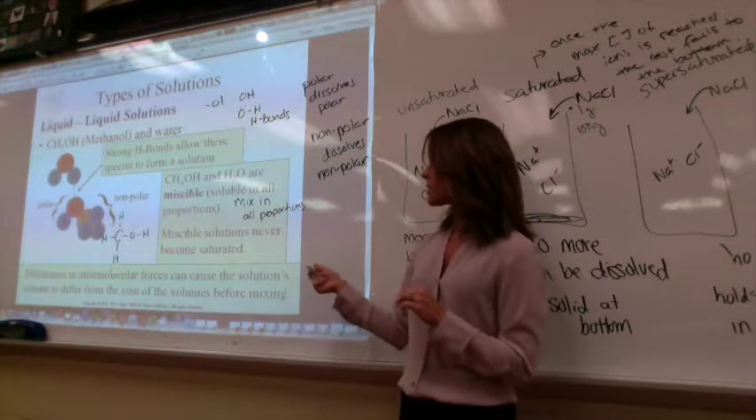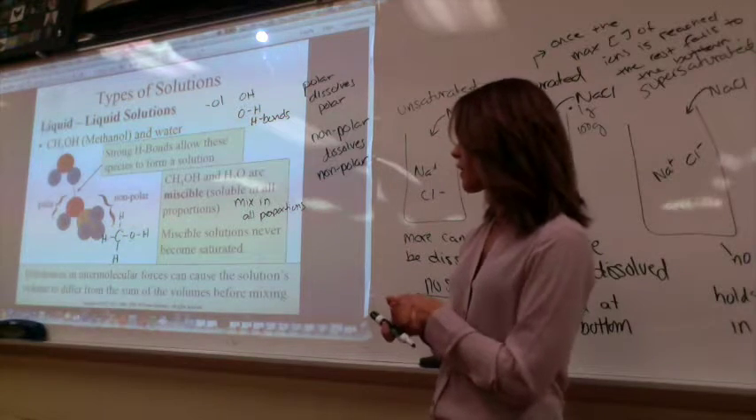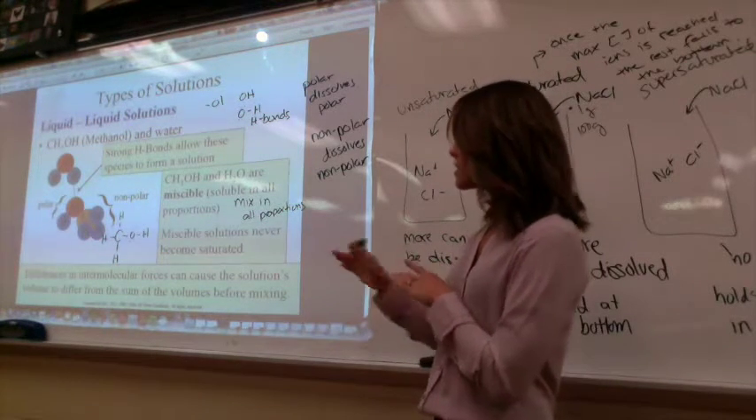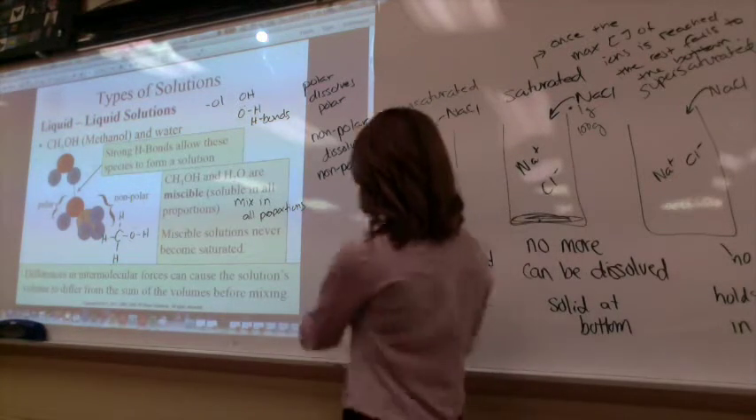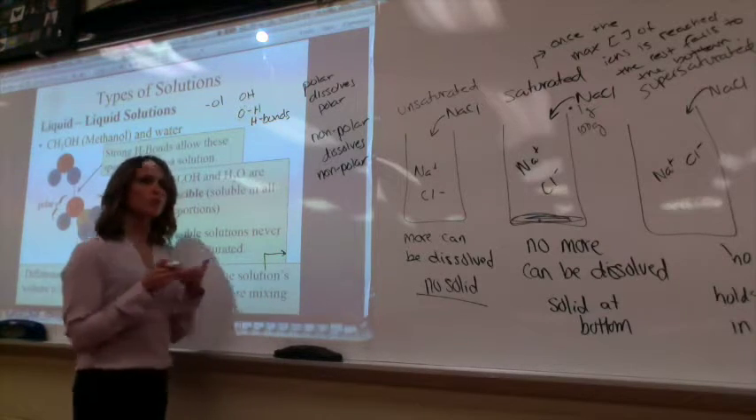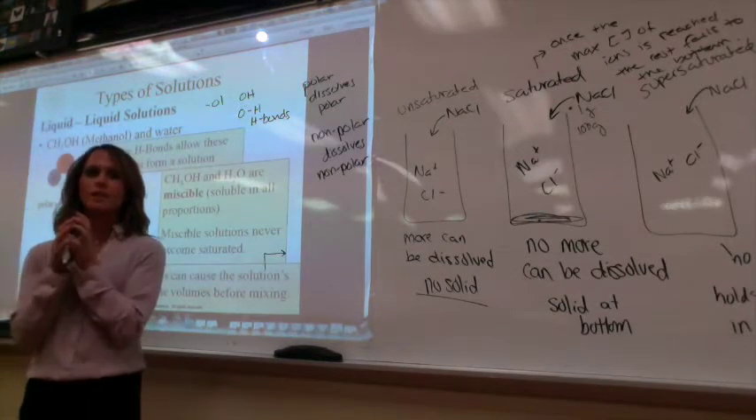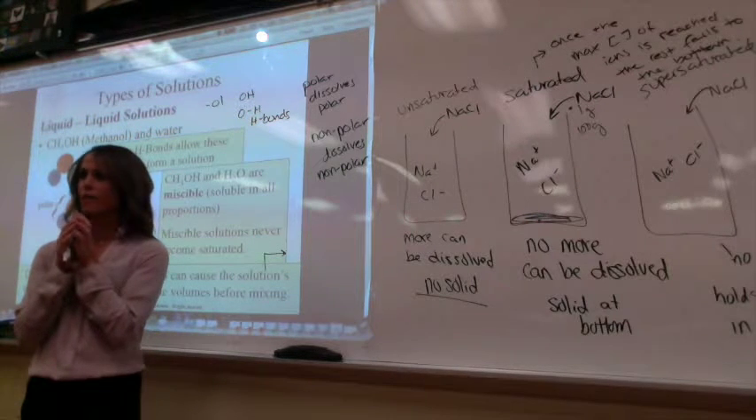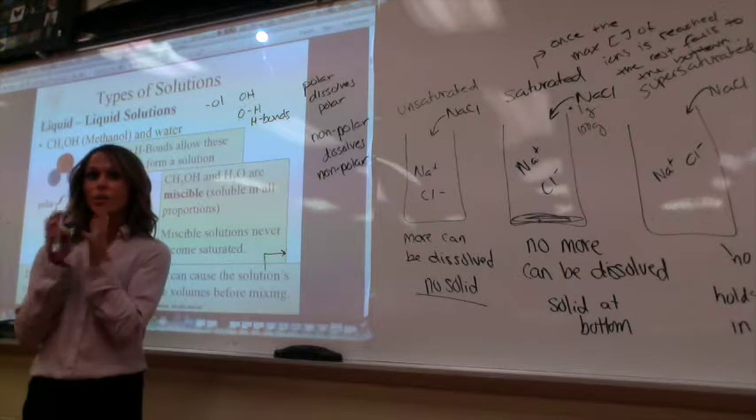So it says differences in intermolecular forces can cause the solution's volume to differ from the sum of the volumes before mixing. This phrase right here is so important for these questions. This is what this means. This statement is telling you that sometimes you can mix 2 liquids and the liquid volume contracts. I don't know that you've seen this so much. I've definitely seen this when I'm measuring stuff. The volume of a liquid can contract or it can expand.